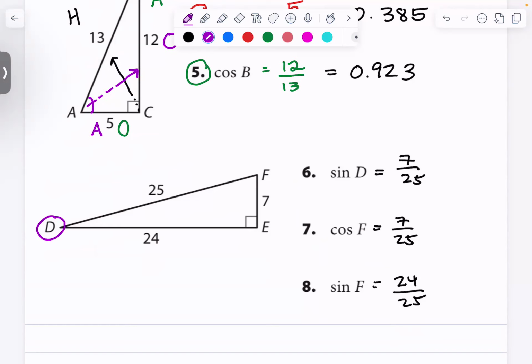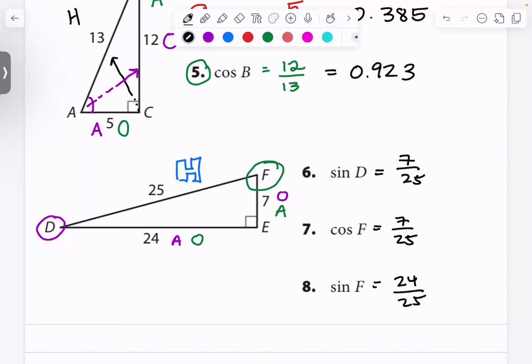D, from the viewpoint of angle D, 7 is your opposite, 24 is your adjacent, and this hypotenuse will always be 25. That will never change. So in terms of angle D, those are your labels. In terms of angle F, the only thing that changes is your adjacent side now becomes your opposite, and your opposite side now becomes your adjacent.